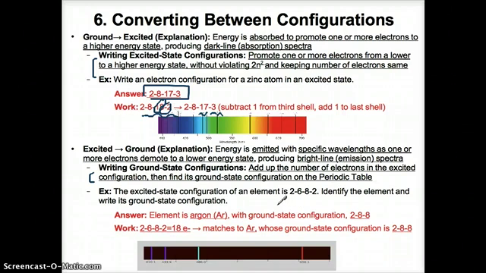For example, for the excited state configuration 2-6-8-2, to find its ground state configuration, just add up 2 plus 6 plus 8 plus 2, giving you 18 electrons in this atom. And this matches an atomic number of 18 and 18 protons. So presuming this is a neutral atom, that represents argon. And if you look up argon's ground state configuration in the periodic table, that's 2-8-8. So there's your answer there.